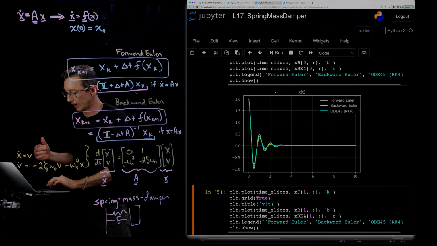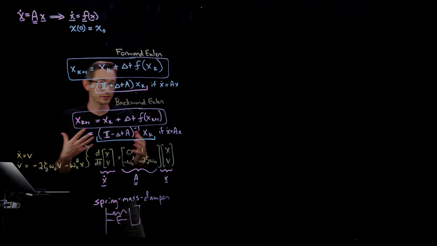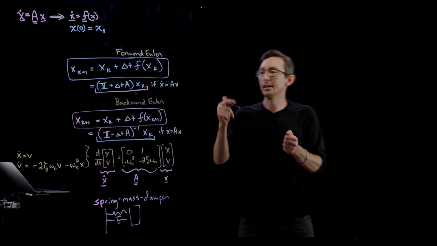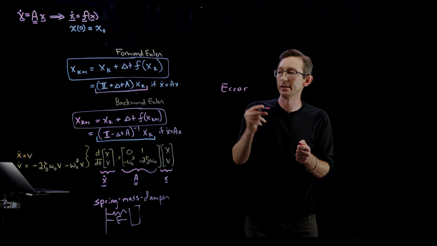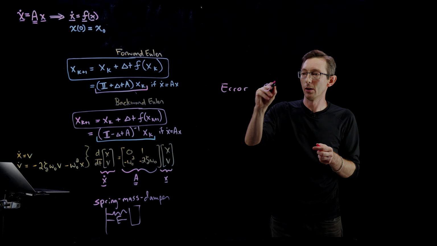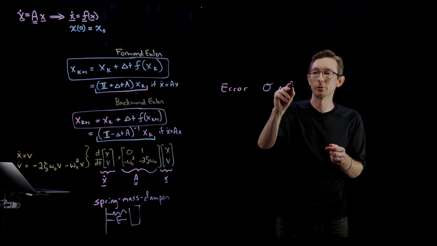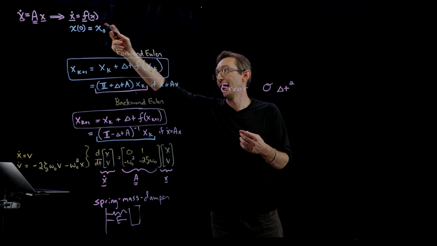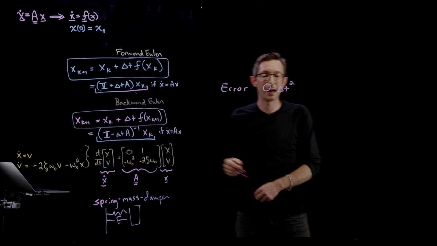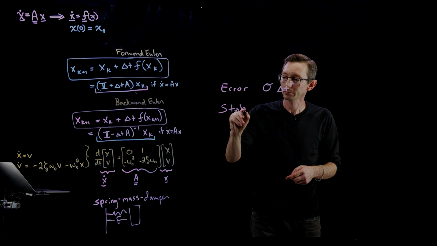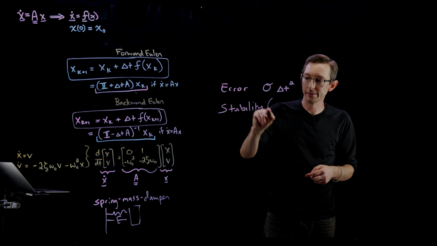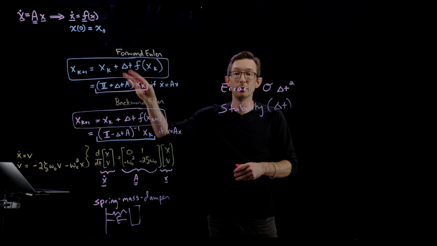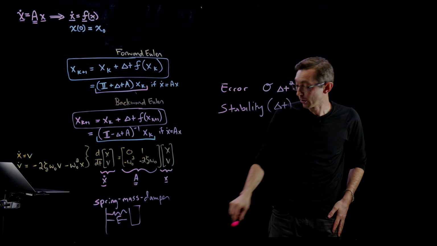I think what I'm going to do then in the next lecture, as I've alluded to several times, is we are now going to look at the error properties. What is the error, is it order delta t? Is it order delta t squared? We're going to get these from the Taylor series of x of t plus delta t and things like that. And we're also going to look at the stability as a function of delta t. So when I make delta t bigger or smaller, how does the stability of these two numerical schemes change? Okay, that's all coming up.